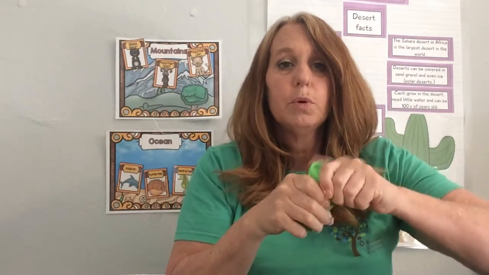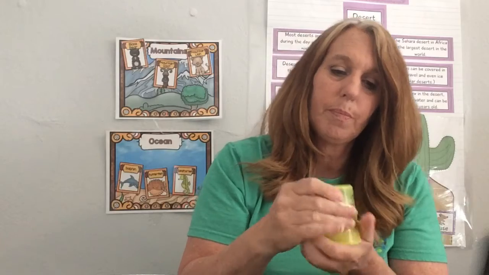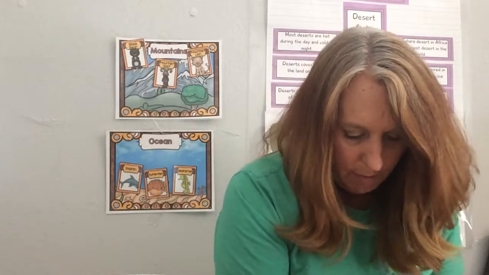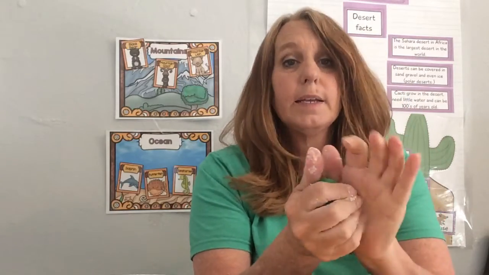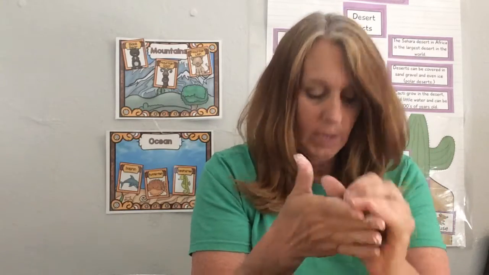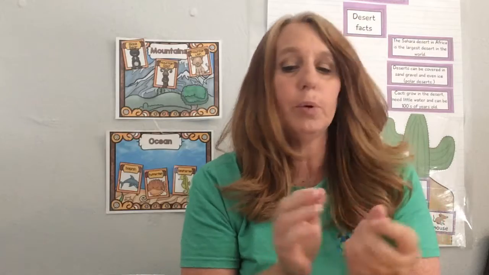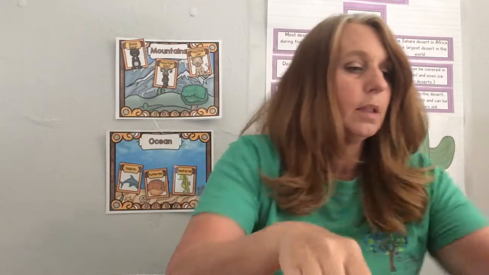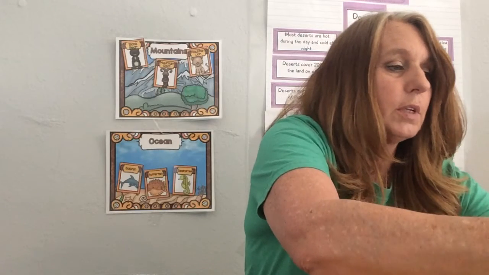Now let's do one more thing before we're done. I'm going to see if I can take the Play-Doh and make a cactus out of it. So we saw a picture of a cactus in the book we read. There was a round cactus. Let's see if I can find those pictures of the cactuses.